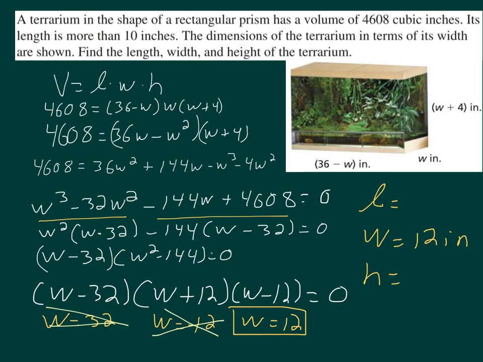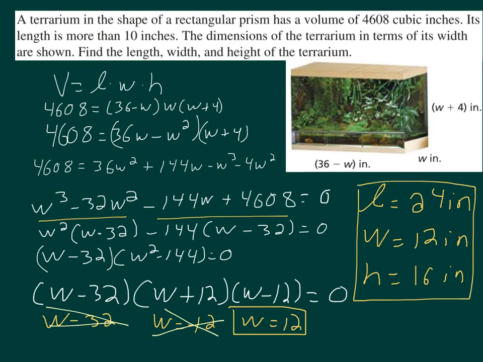The height is 12 plus 4, as shown from the diagram, which is going to be 16 inches. And the width, or the length, excuse me, is going to be 36 minus 12, which is going to give me 24 inches in length, which is indeed more than 10 inches. A quick check on your calculator will show you that these 3 numbers do multiply to the volume of 4,608 cubic inches, and therefore these are the dimensions that we were looking for. The terrarium is 24 inches by 12 inches by 16 inches.